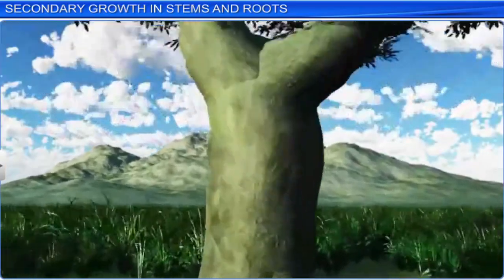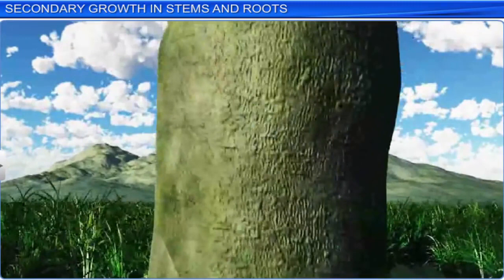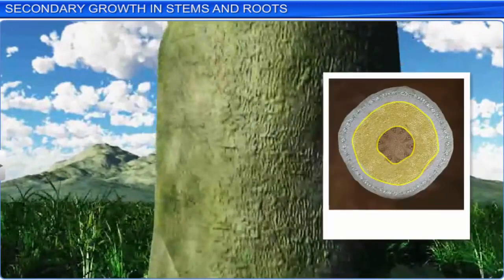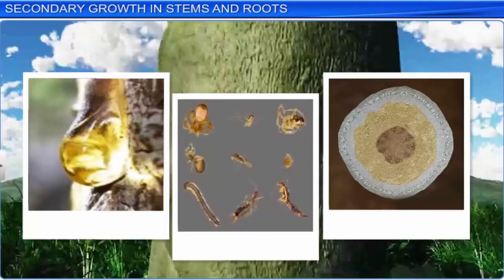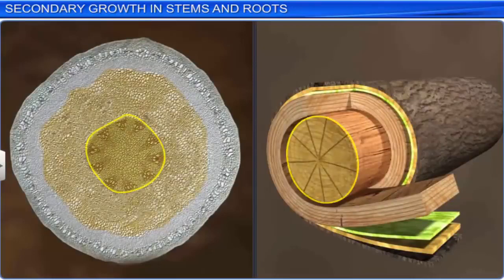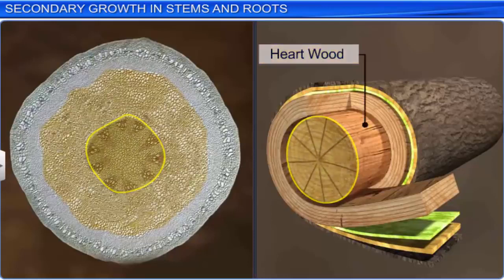In the central layers of the stem of an old tree, the color of secondary xylem turns dark brown due to the deposition of organic compounds such as tannins, resins, gums, and essential oils. These deposits make the wood hard and durable and resistant to microorganisms and insects. This region of the wood also consists of dead elements with highly lignified walls. It is called heartwood and provides mechanical support to the plant but does not conduct water.